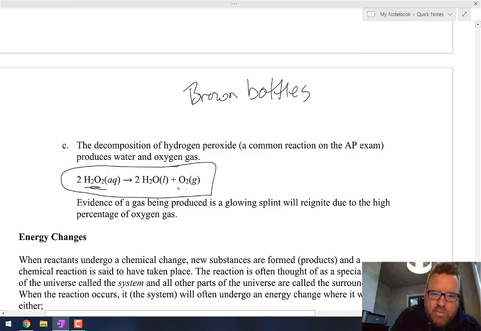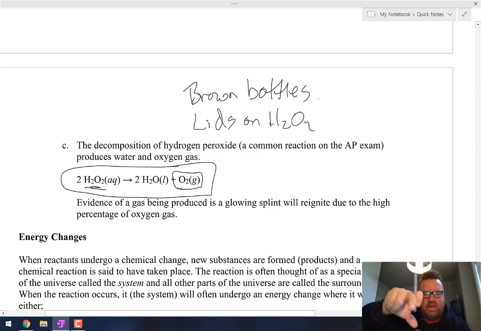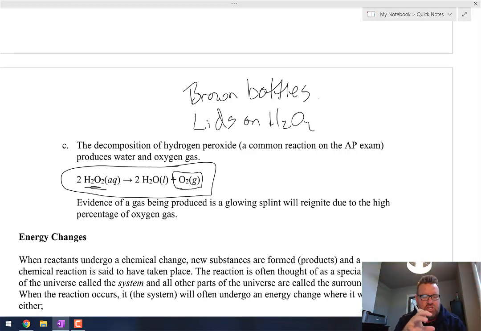Okay, the other problem is the oxygen gas that's produced, and so usually the lids on H2O2, you'll notice they're kind of loose, and what that does is it allows the gas to escape, because if not, the pressure would slowly build up inside those bottles and the bottles could explode.